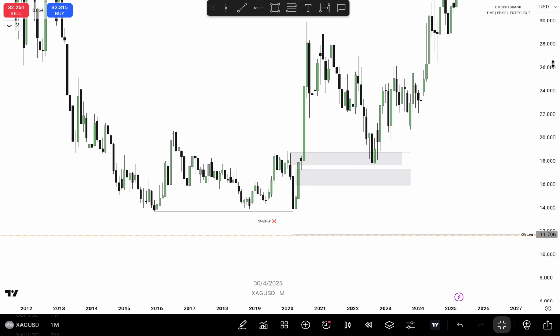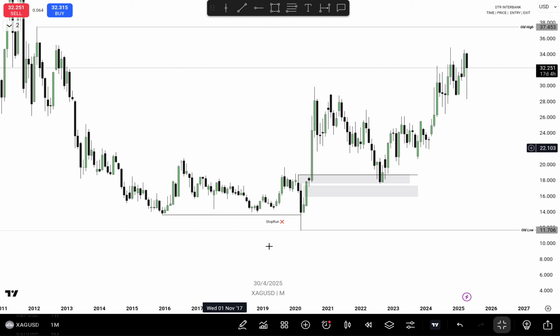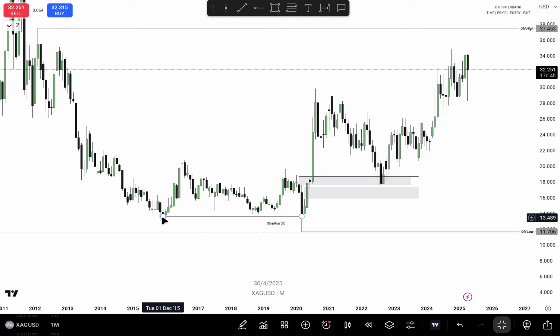So as you can see, we expanded after taking sell side liquidity. We expanded, and as soon as we take out this low, my eyes immediately went up here. So I'm anticipating them to retrace back, to expand back to this high and take the buy stops that are residing over here. This is the monthly time frame.